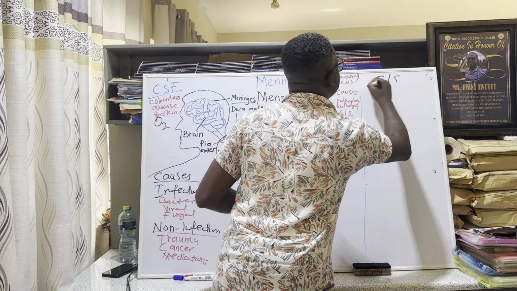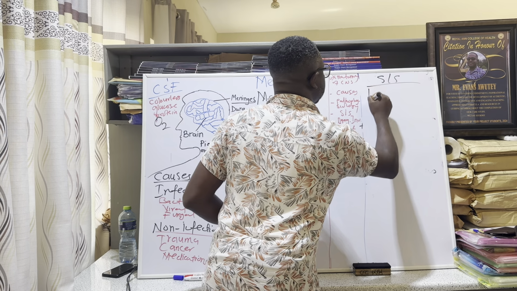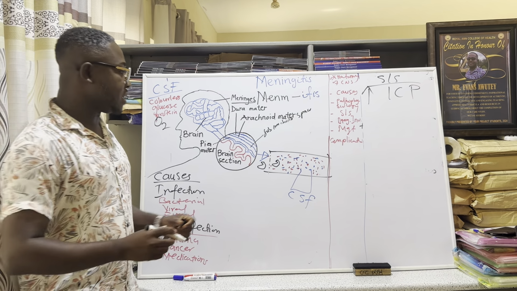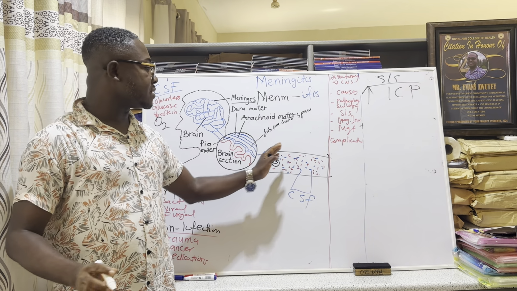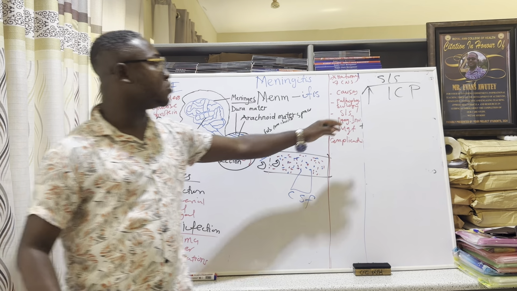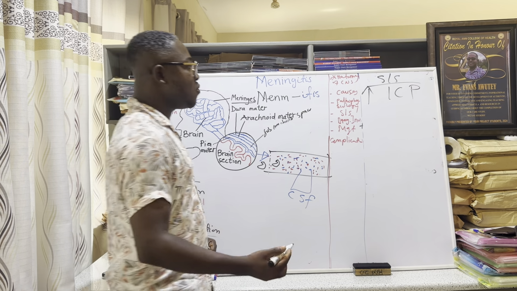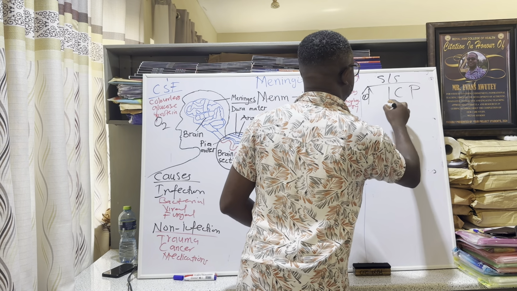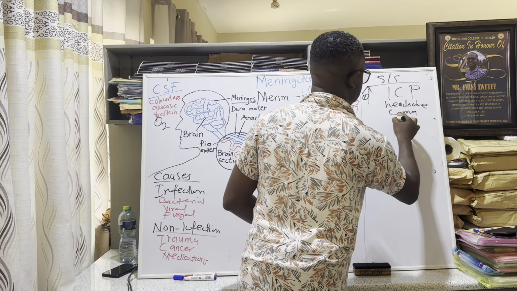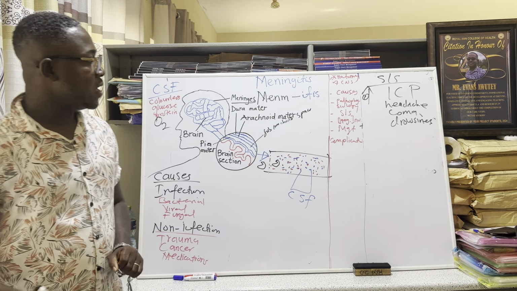So one of the clinical features that occur in bacterial meningitis is increased ICP, increased intracranial pressure, because of the blood that is being gushed into the subarachnoid space increases the pressure within it, and that will lead to increased intracranial pressure. And with increased intracranial pressure, it is always associated with headache, coma, drowsiness.